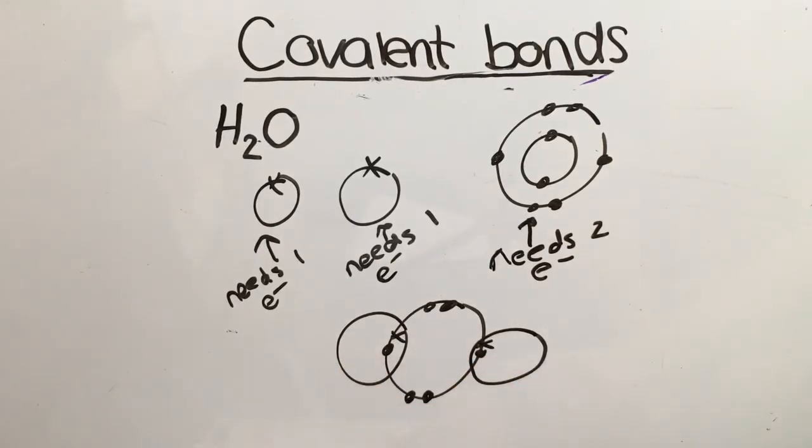It does not matter how it's drawn, as long as you've got the right number of electrons in the right shells. As I say, there needs to be sharing electrons happening and the right number of electrons in the right shells.